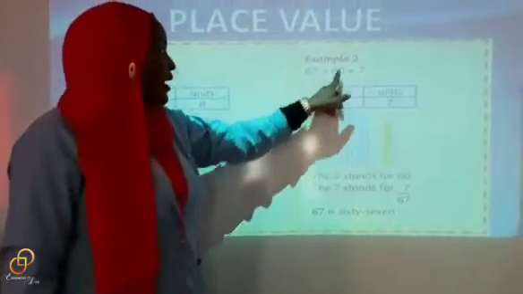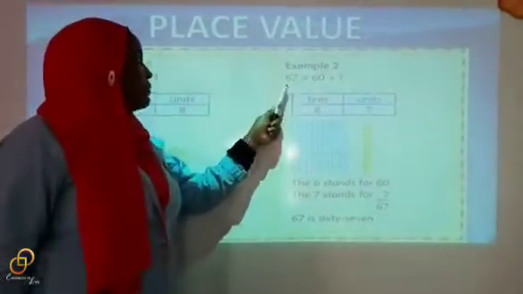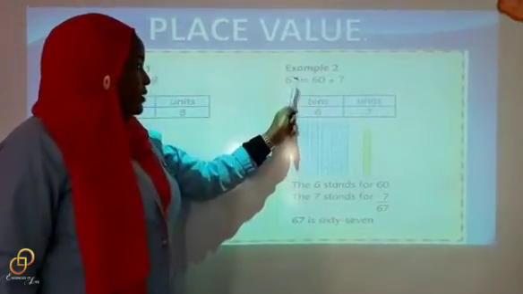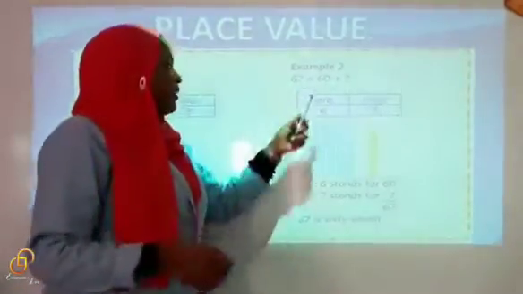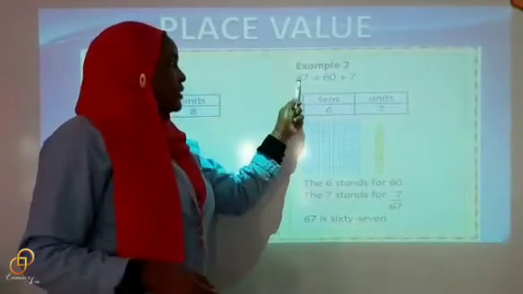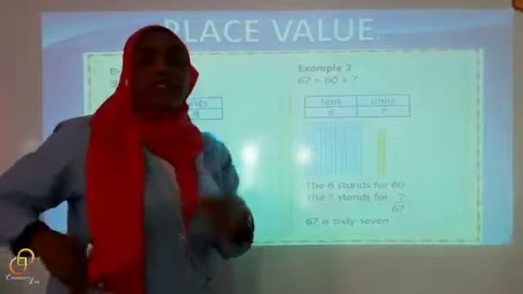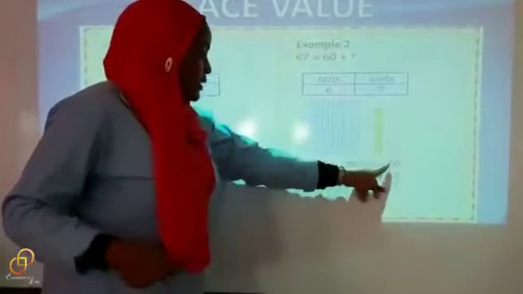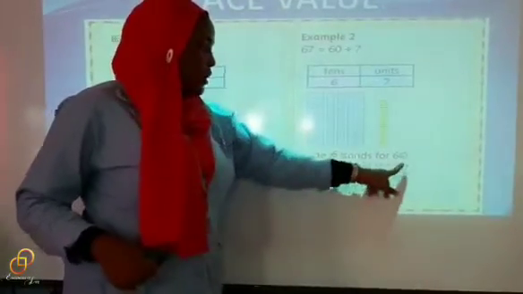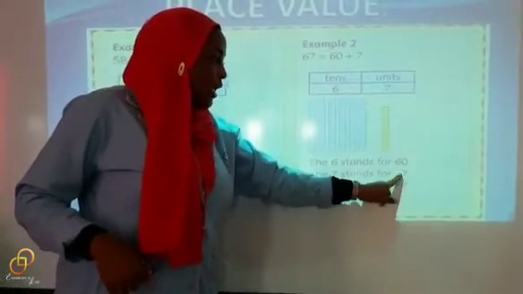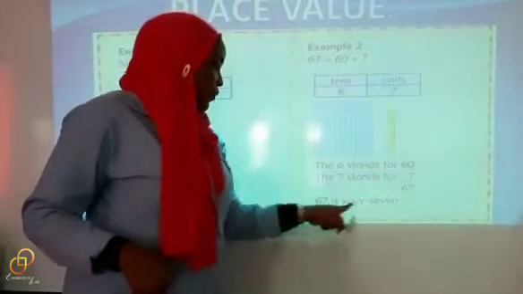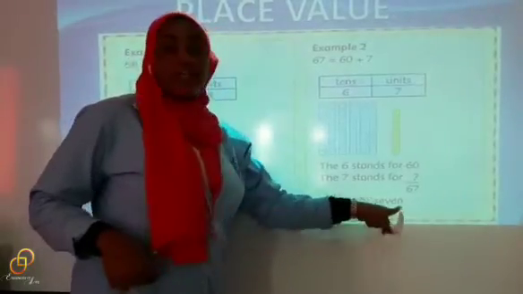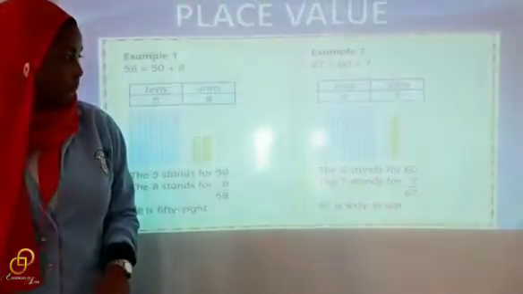So now let's go to example 2. Here we have 67. When you break it down, we have 60 and 7. 6 tens is 60. When you count 6 places, 10, 20, 30, 40, 50, 60. How many fingers are here? These are 6 fingers. So 6 tens is 60. Then the 7 stands for 7. So when you add 60 plus 7 together, they give 67. So 67 in words is sixty-seven.